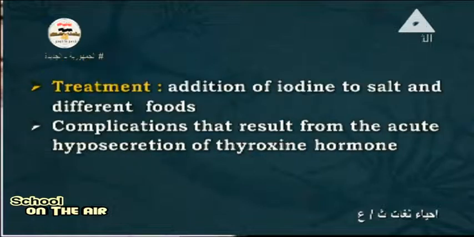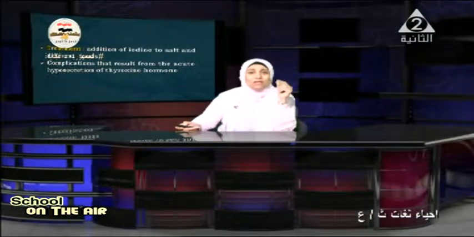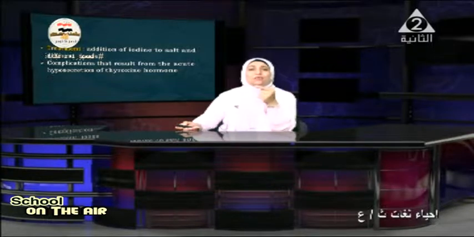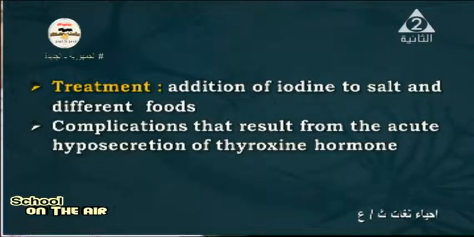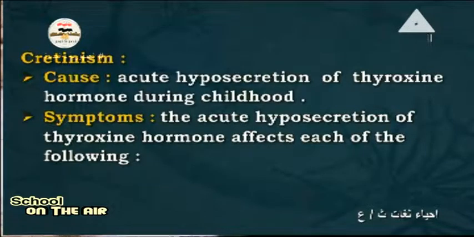Simple goiter. What is the treatment? How can you treat this hyposecretion? By adding iodine to your food. If you add iodine to your food, this leads to an increase in the secretion of thyroxine. Complications that result from acute hyposecretion of thyroxine: if the hyposecretion increases beyond the normal limit, it leads to cretinism. What is cretinism? Cretinism is acute hyposecretion of thyroxine hormone during childhood.